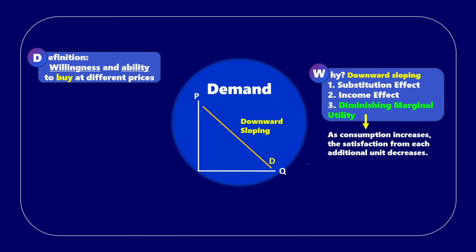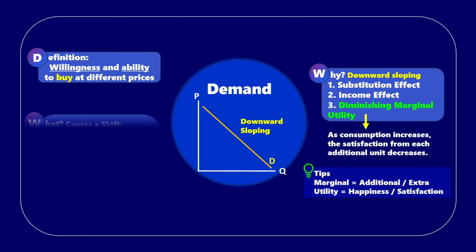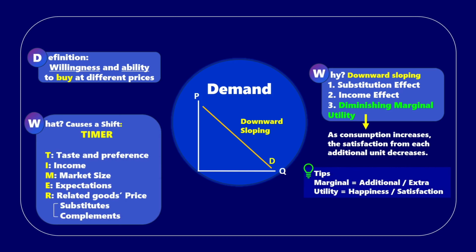Now let's talk about shifts. A good way to remember this is the acronym TIMER. T stands for taste and preferences, I stands for income, M stands for market size and number of buyers, E stands for expectations about the future, and R stands for related goods prices, like substitutes or complements. So demand is really about behavior. It shows how consumers respond to prices, income, and preferences, and how much satisfaction they get from each additional unit.